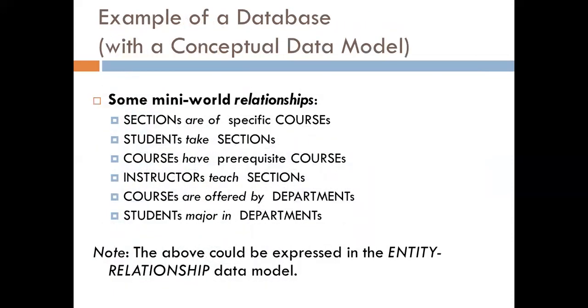Yes, as I mentioned in our previous slide, these are the relationships among the mini world, that is the section of a specific course. So a student belongs to a section. Each course will have a prerequisite course. Prerequisite course means before studying any subject, some other subject should be completed. So an instructor teaches a section. Courses are offered by the department. A student has a major in the department. Major is nothing but belonging to a department.